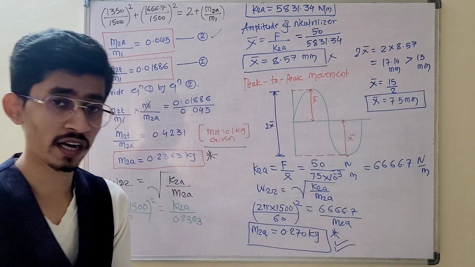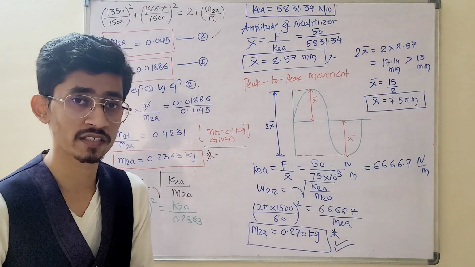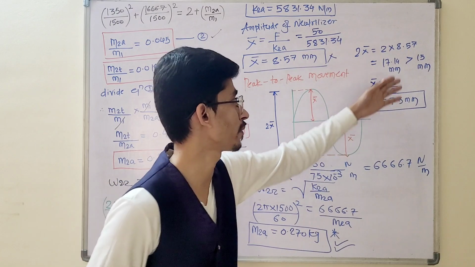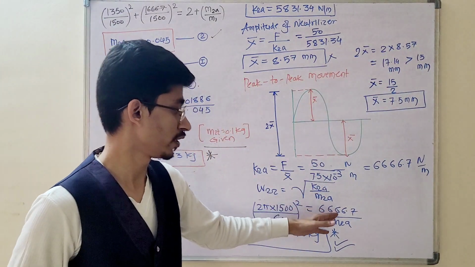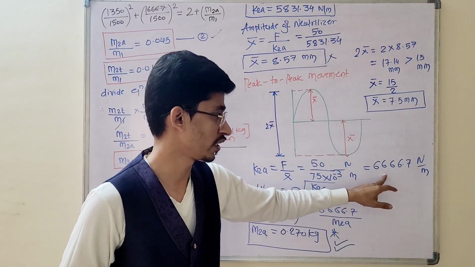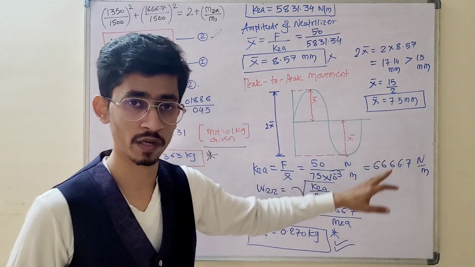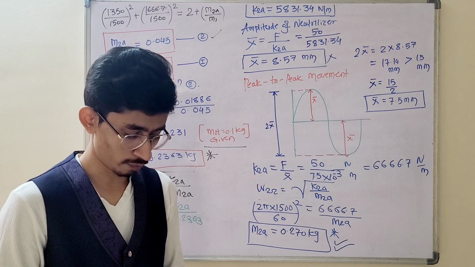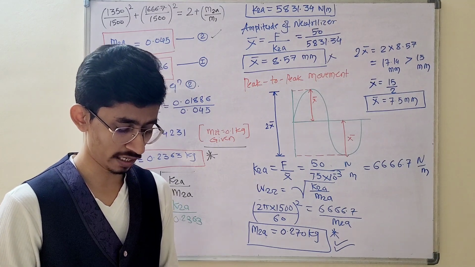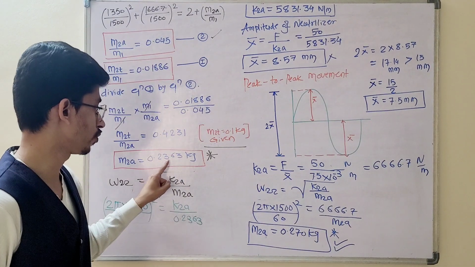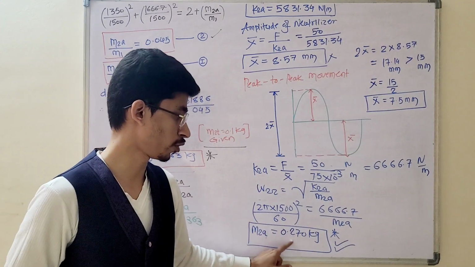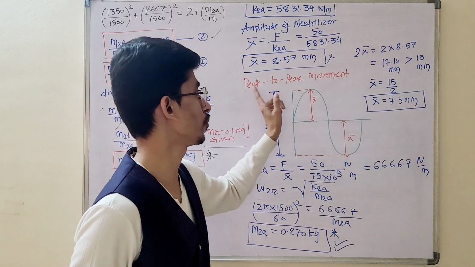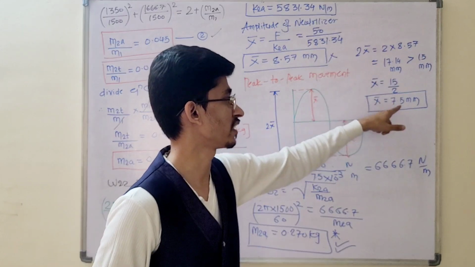For this mass, we are going to satisfy x bar as 7.5, 2x bar as 15, and the newly obtained stiffness as 6666.7 Newton per meter, and this will be my final end result. So the mass of the tuned neutralizer should not be 0.2363, it should be 0.27 kg, to satisfy the second constraint, that the peak to peak movement is 7.5.